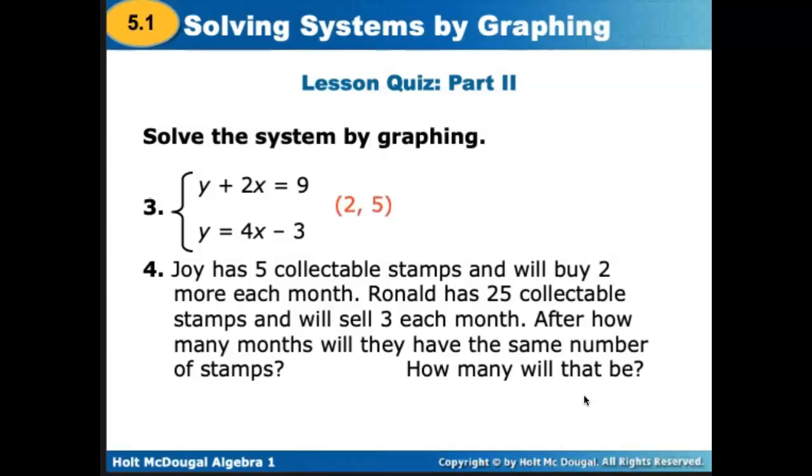So you should have gotten 2.5 for the first one. And you should have gotten 4 months and 13 stamps for the second one. And that concludes our lesson.